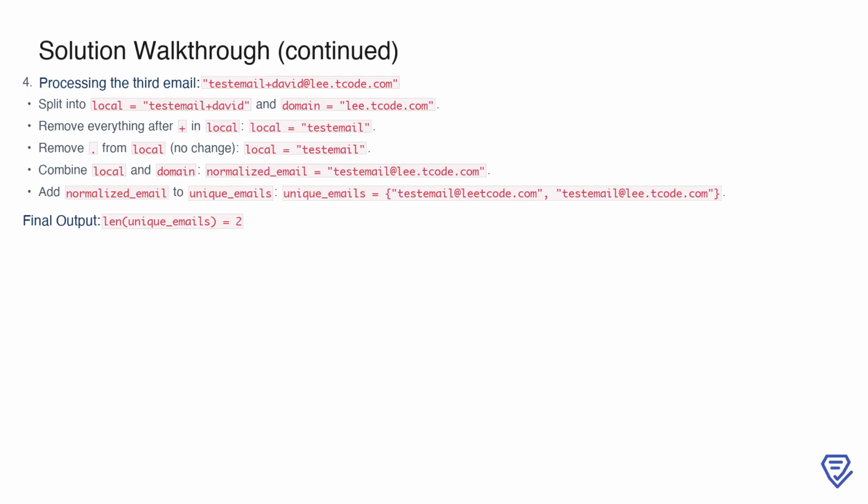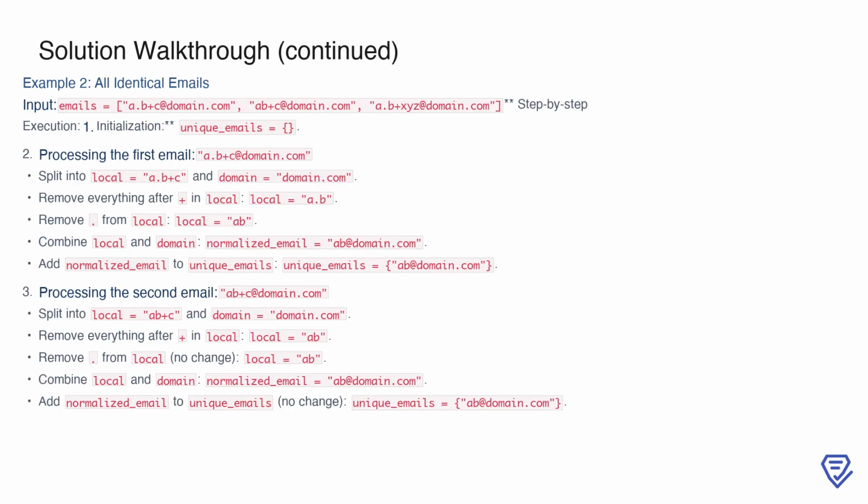Finally, the size of the set, or the number of unique emails, is 2. In this example, all the emails are variations of the same address. The input list includes a.b+c@domain.com, ab+c@domain.com, and a.b+xyz@domain.com.